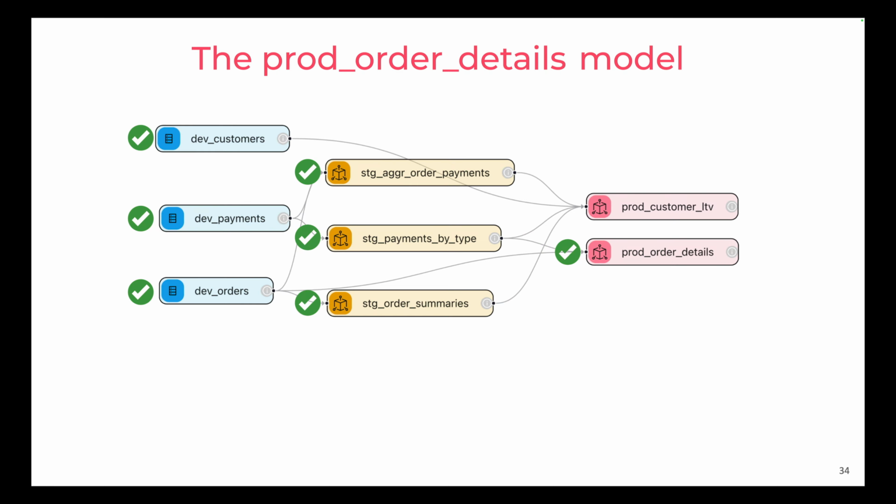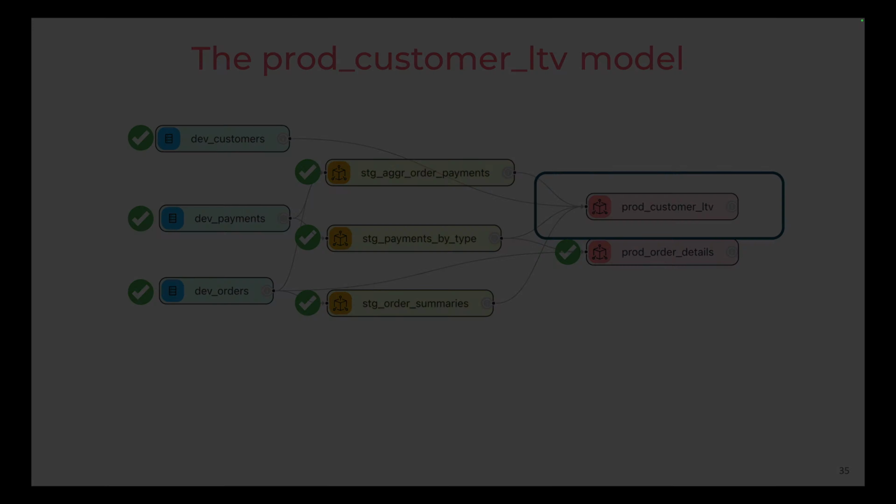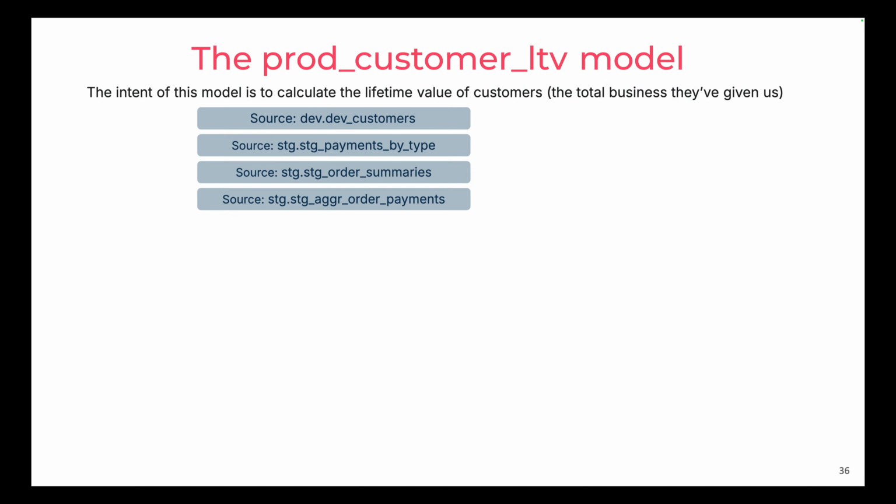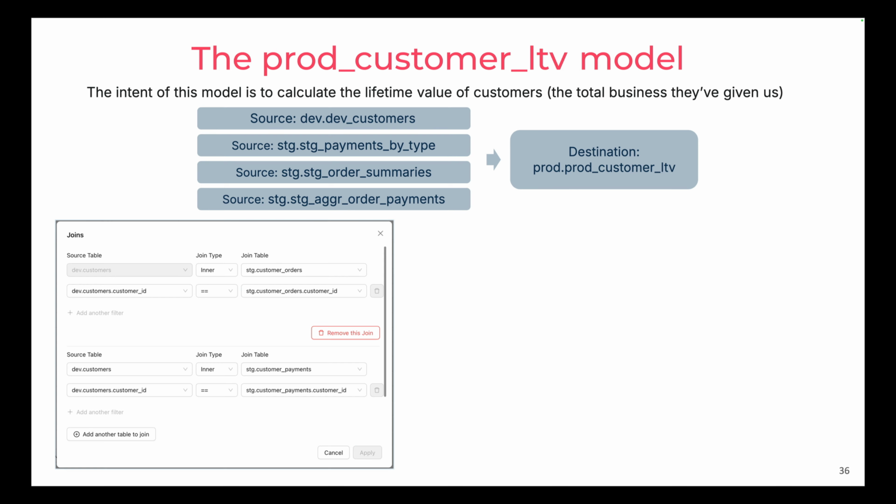Let's move on to the prod customer lifetime value model. The prod customer lifetime value model's intent is to look at the total lifetime value of a customer, in essence, what they have paid us throughout their lifetime of being a customer. Now it has 4 different sources, as you can see on the screen, and we join all these to create the prod customer LTV model. Here is how the join configuration looks. We'll also take a deeper look as we code this.